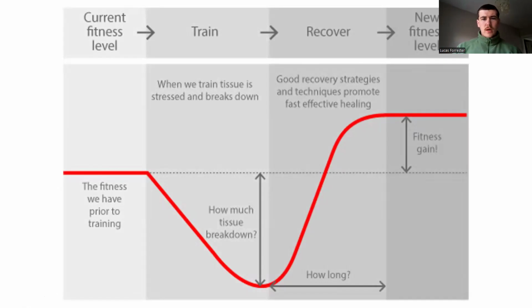So first up, we have general adaptation syndrome theory. You'll see that it's broken into four stages: current fitness level, train, recover, and the new fitness level. On this straight line here, you have just done a gym session. You have done your football training on the pitch. You have done a hockey session. Whatever your activity looks like, that's what that is there.